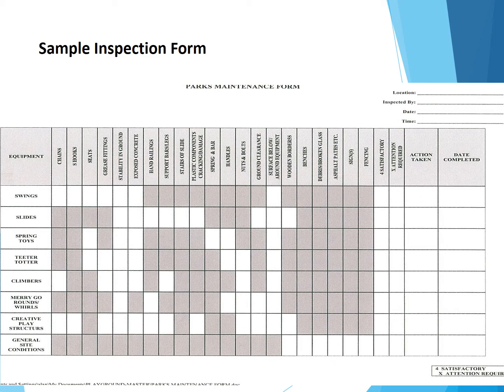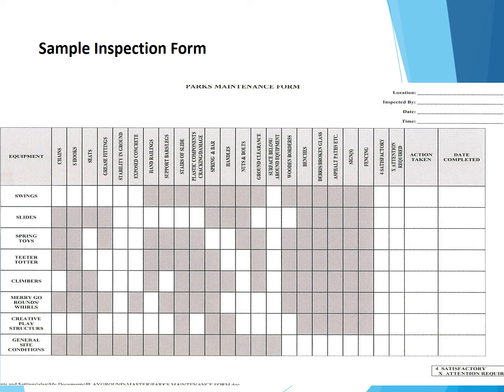This is a sample inspection form. If you read down the left-hand side, we've got the list of all the equipment: your swings, slides, spring toys, teeter-totters, climbers, etc. And if you go along to the right-hand side at each piece of equipment, for instance swings, all of the white areas apply to parts of a swing set that should be inspected. The grayed out areas do not apply to that specific piece of equipment. It just makes it easier.